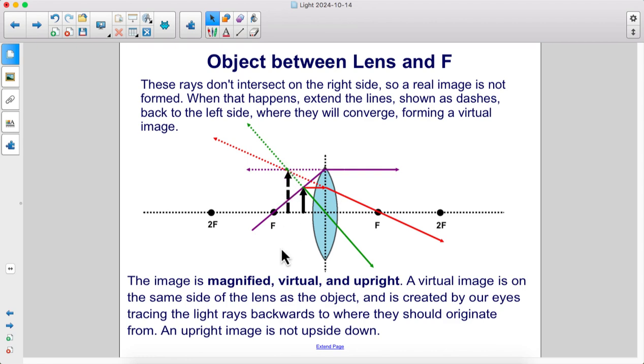A virtual image is on the same side of the lens as the object and is created by our eyes, tracing the light rays backwards to where they should originate from. An upright image is not upside down.